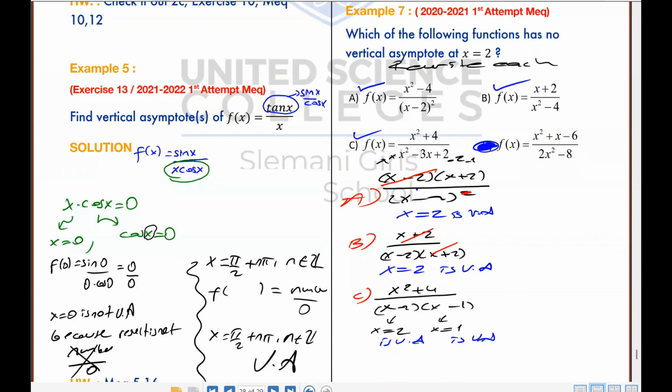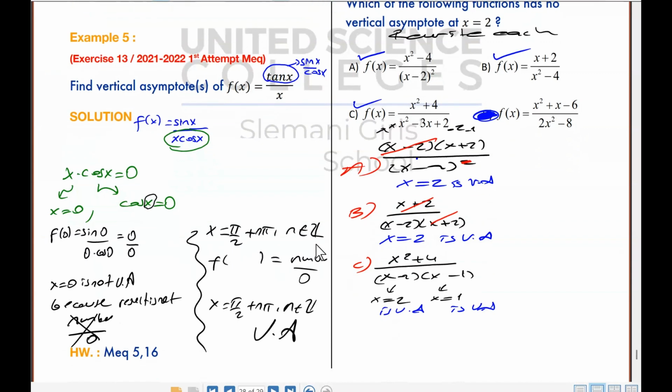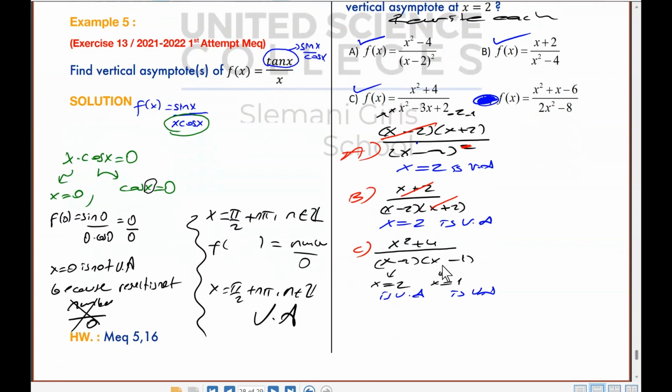So just to explain, I'll explain the two. Option D, let's rewrite. You do factorization at the top. X squared plus x, negative 6 is 3 times 2. One of them will be negative. Since the middle term is positive, the bigger number will be positive. The smaller one is negative. So x minus 2 times x plus 3 at the top.